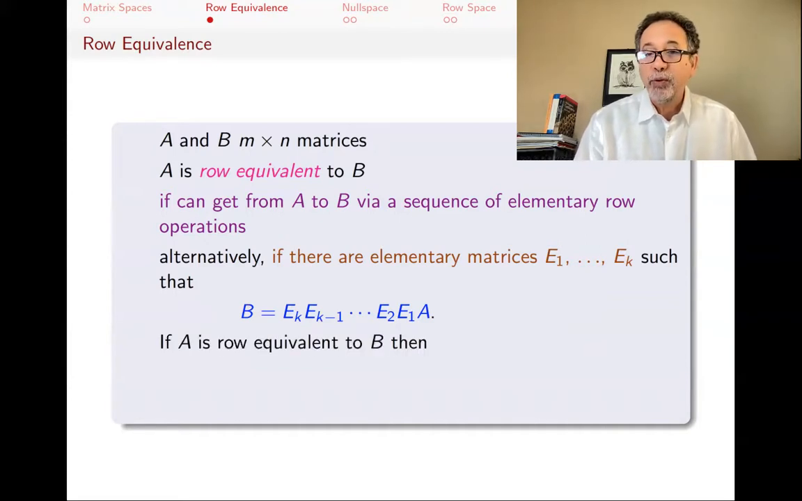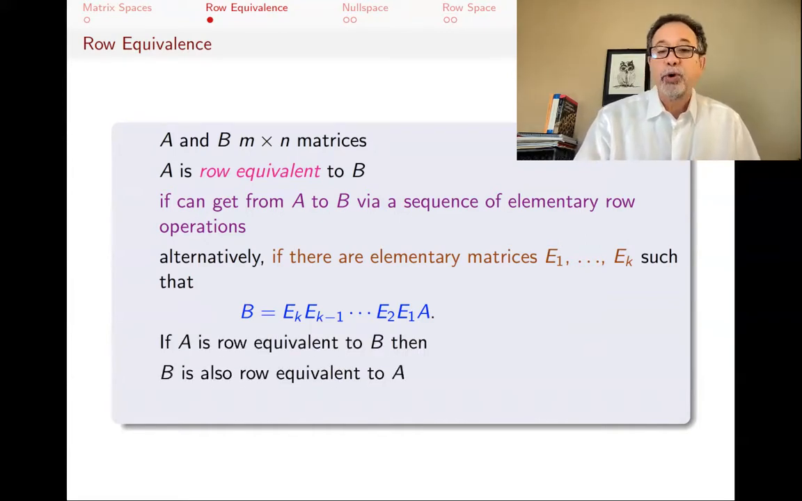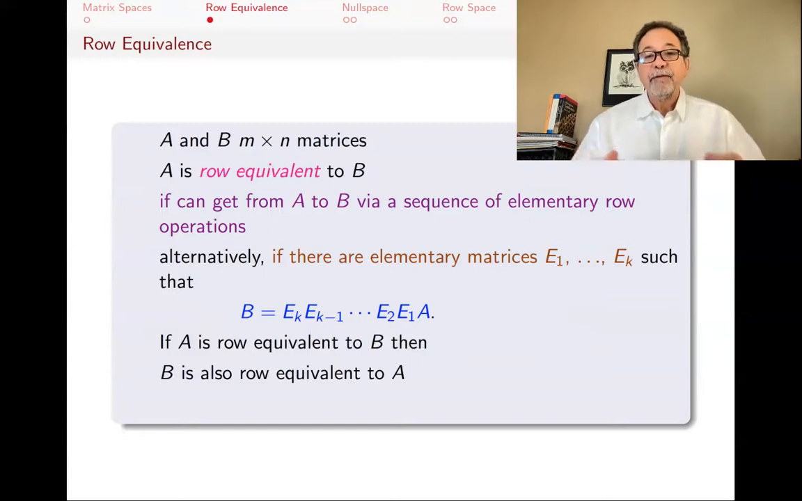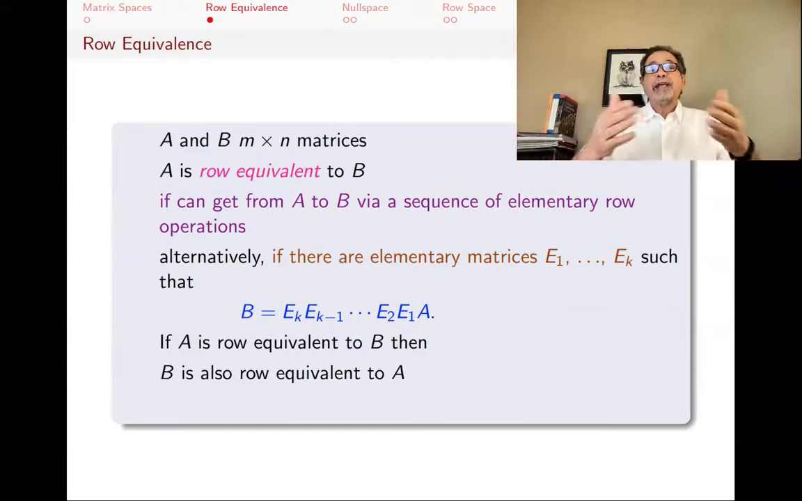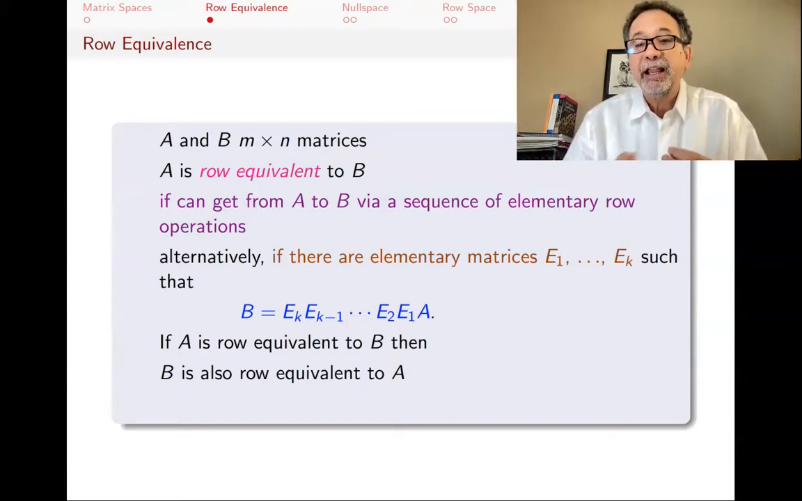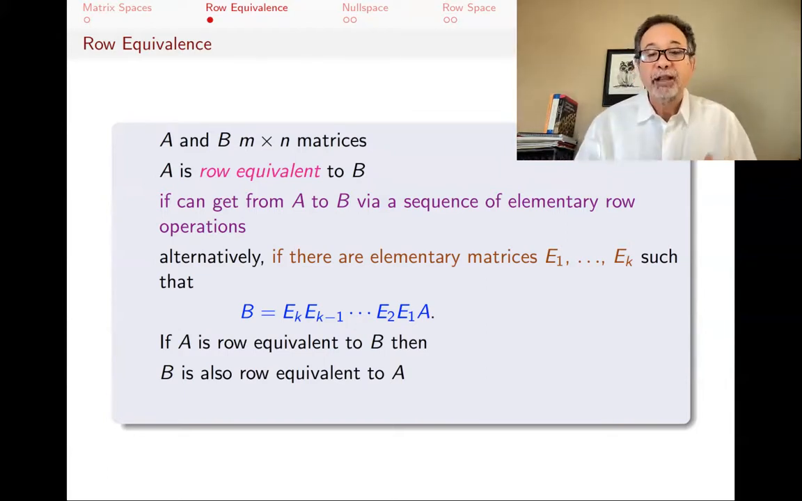If A is row equivalent to B, then B is also row equivalent to A. Intuitively, that makes sense. If you can do row operations from A to go to B, you can undo those and go from B to A. And undoing an elementary row operation is also an elementary row operation.